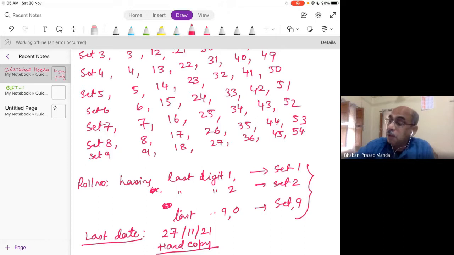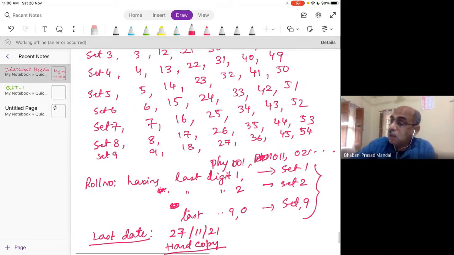Your roll number, for example PHY 1001 or PHY 011 or 021, etc. If the last digit is 1, then you have to do set 1. If the last digit is 2, then you have to do set 2. There are 9 sets, so if the last digit is 9 or 0, you will do set 9.